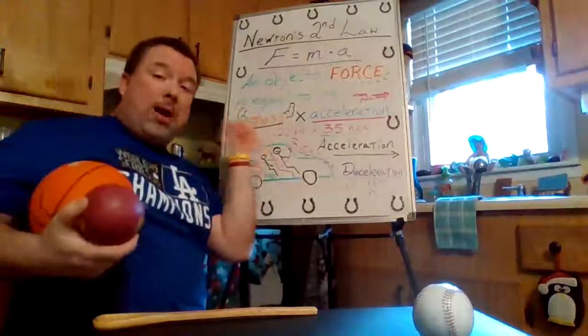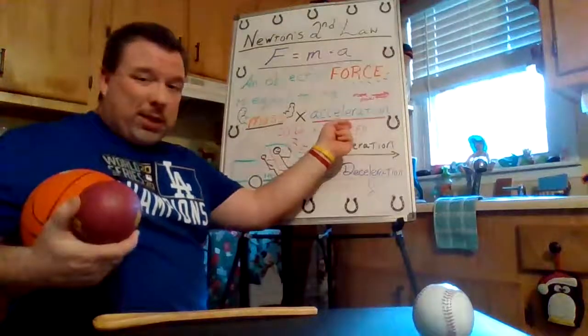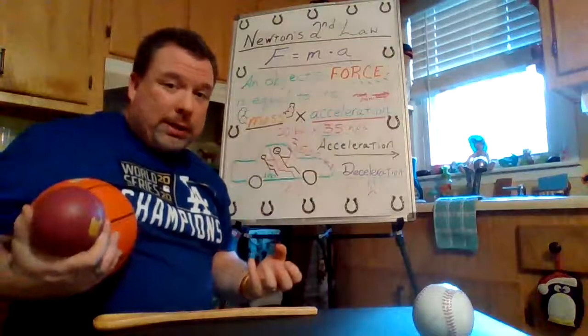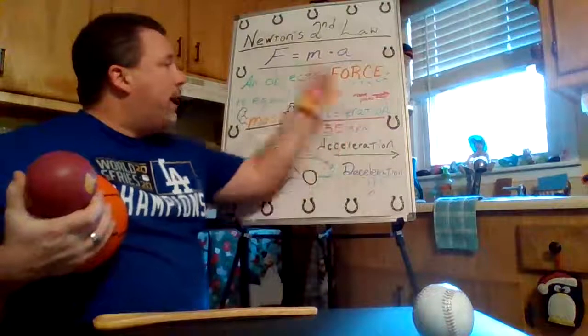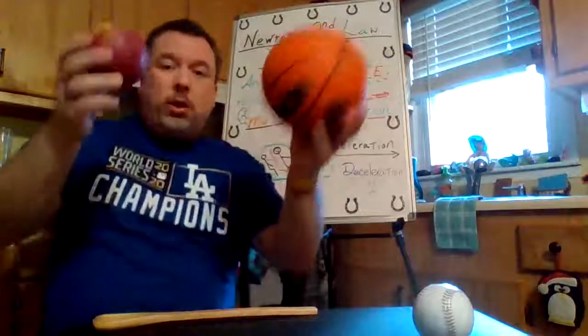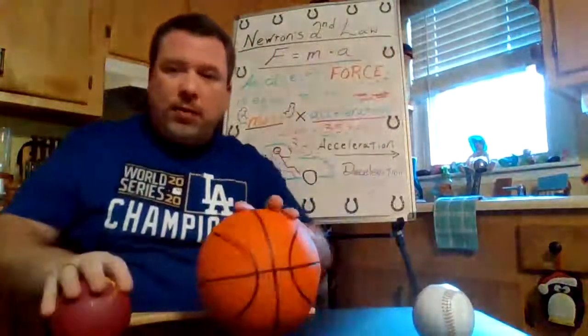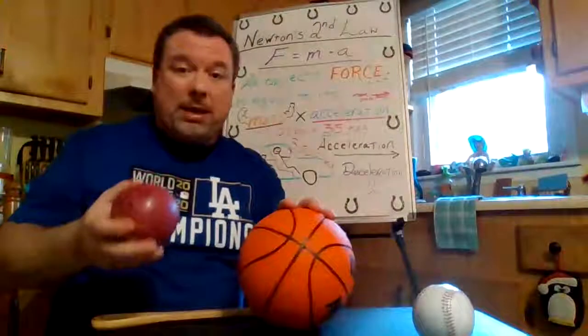Because the bowling ball has more mass, you multiply it by the same acceleration, because gravity's pulling on everything exactly the same. And because of that, you're going to get more force. That's the big thing you need to understand here. Gravity pulls on everything the same. Think about that with a baseball, okay?